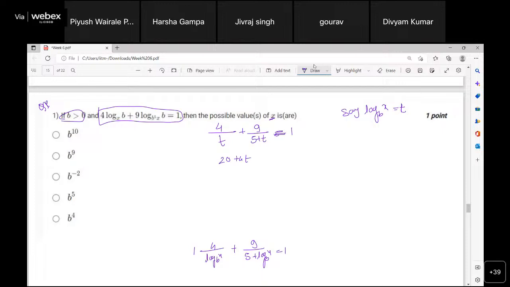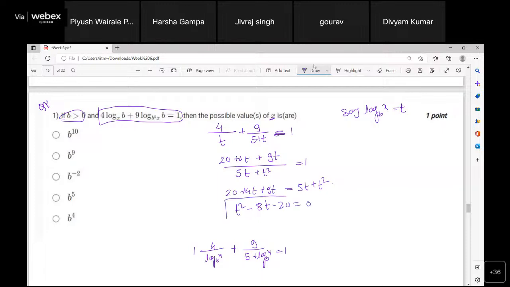20 plus 4t plus 9t equals 5t plus t square, right? Then 20 plus 13t, so it will equal 5t plus t square. So what will I get? t square, the 13 will go on that side, 5 minus 13 is minus 8, so minus 8t, then minus 20 equals 0.